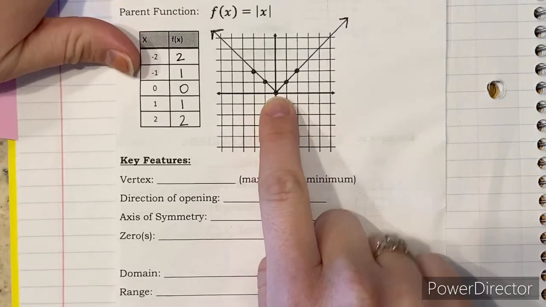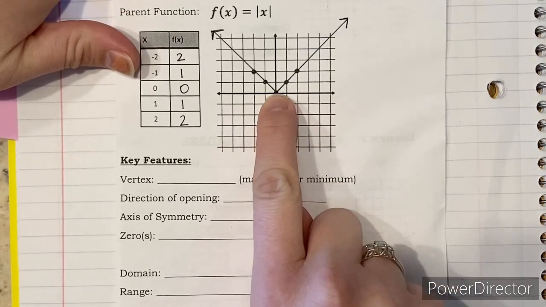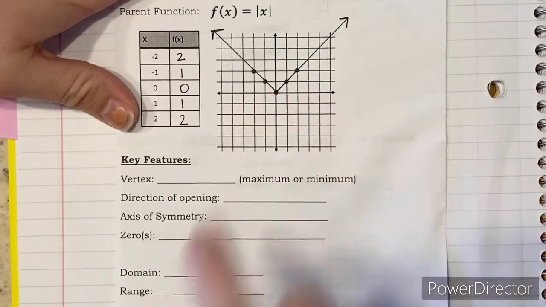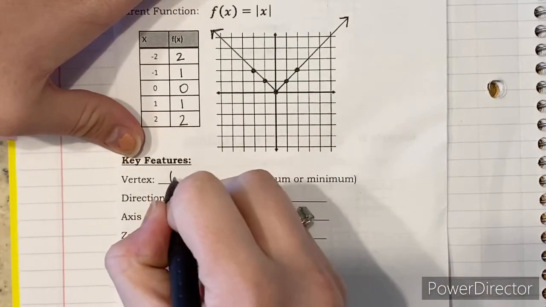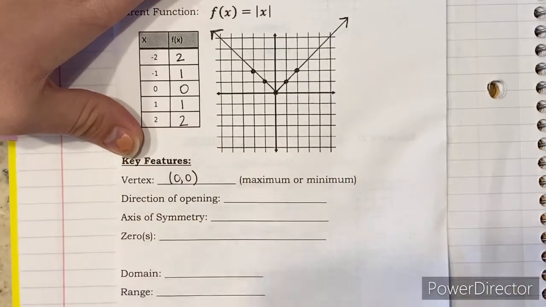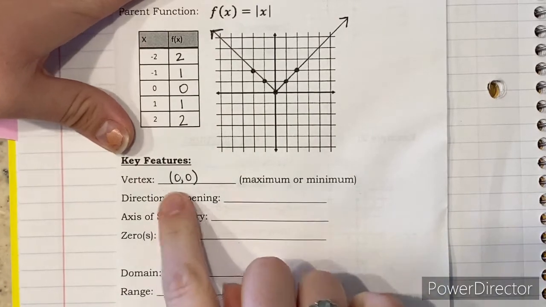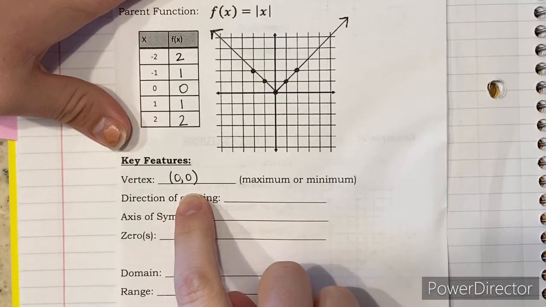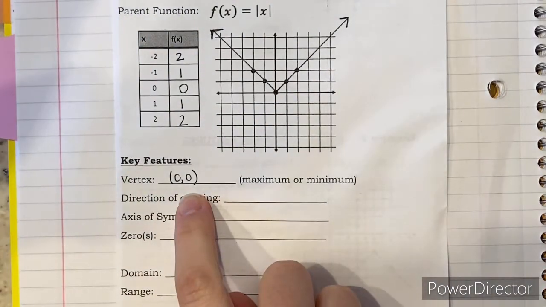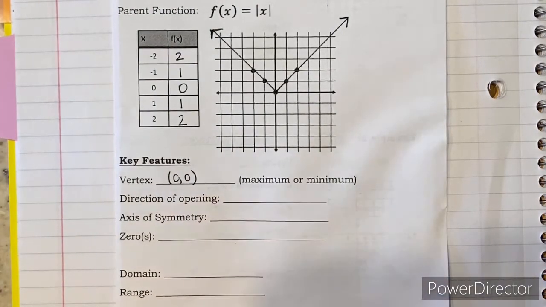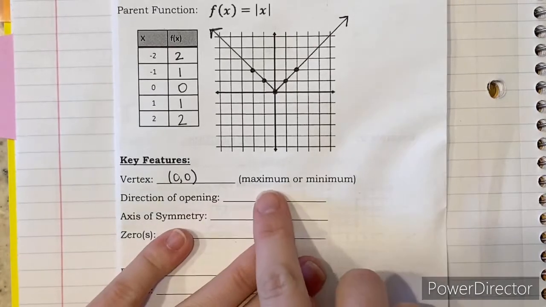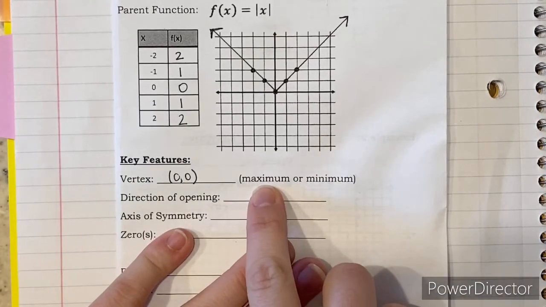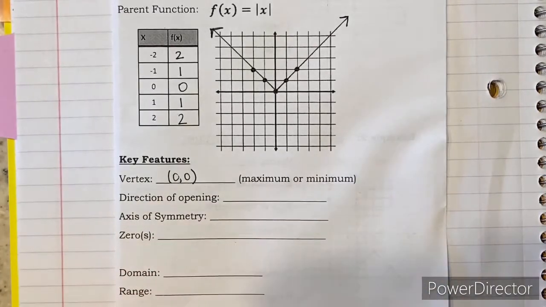If we look at this one, this right here is our vertex, or the middle of the graph, and that is the point (0, 0). When you are writing out the vertex, it has to be in parentheses because it's an ordered pair. If you don't put in parentheses, then you're just listing out numbers, okay? The next thing we have to talk about is whether that vertex is a maximum or minimum point of the graph.